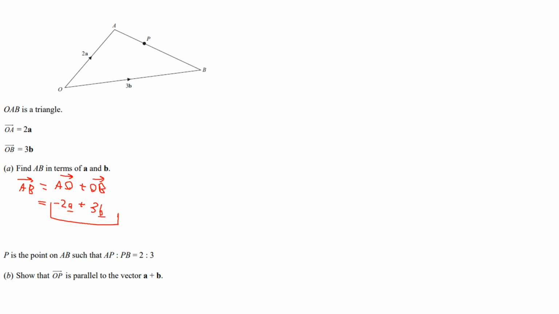So now we're told P is a point such that AP to PB is 2 to 3. So show that OP is parallel to vector A plus B. Well, first thing we need to do is work out what OP is. O to P is equal to O to A plus A to P. But before we can work out what OP is, we need to work out what AP is.